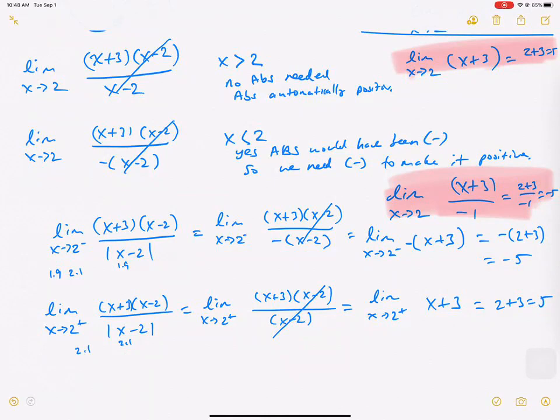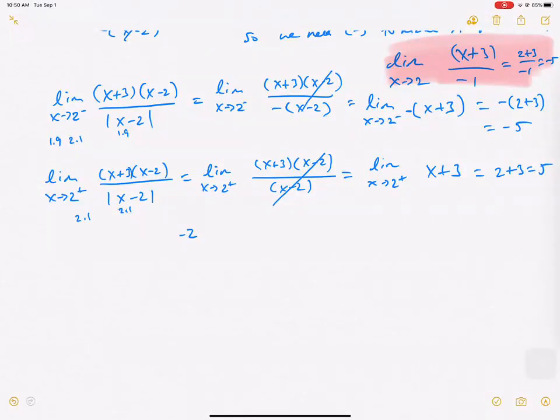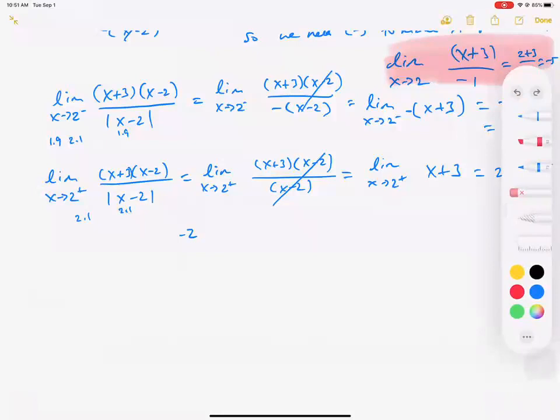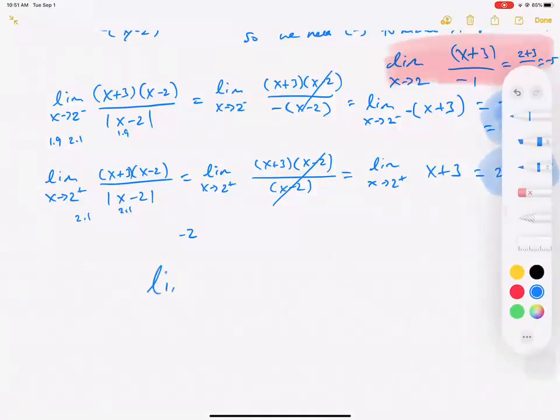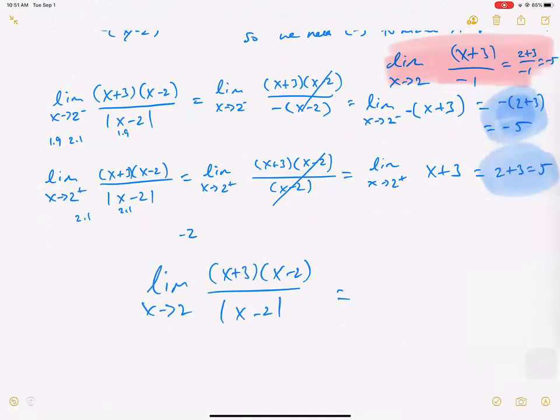Okay, let me pause. If we know that the left side is going to be negative here, and if we know the right side is going to be positive, negative and positive, does the limit exist? Which is the final question: the limit as x approaches 2 of (x plus 3)(x minus 2) over absolute value of x minus 2. Does this limit exist? The left side says negative 5. The right side says positive 5. Answer is no limit. And that is 100% okay.